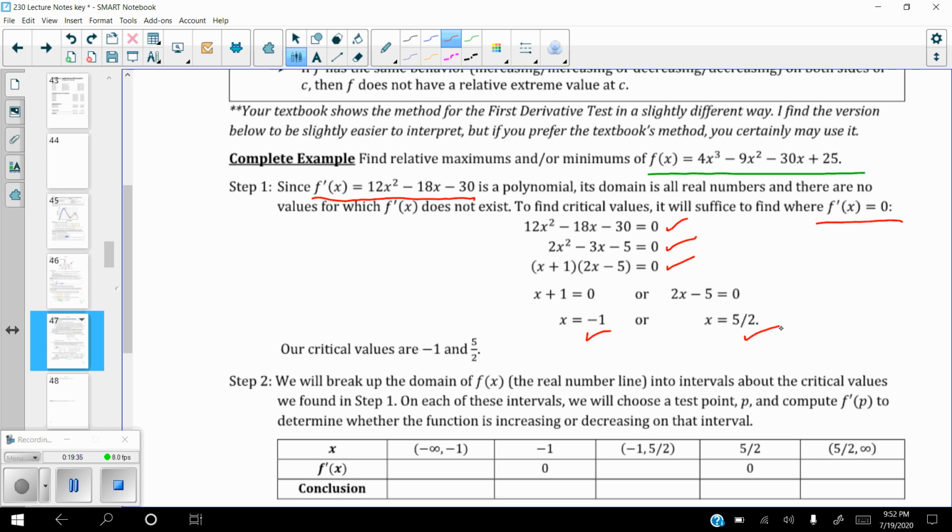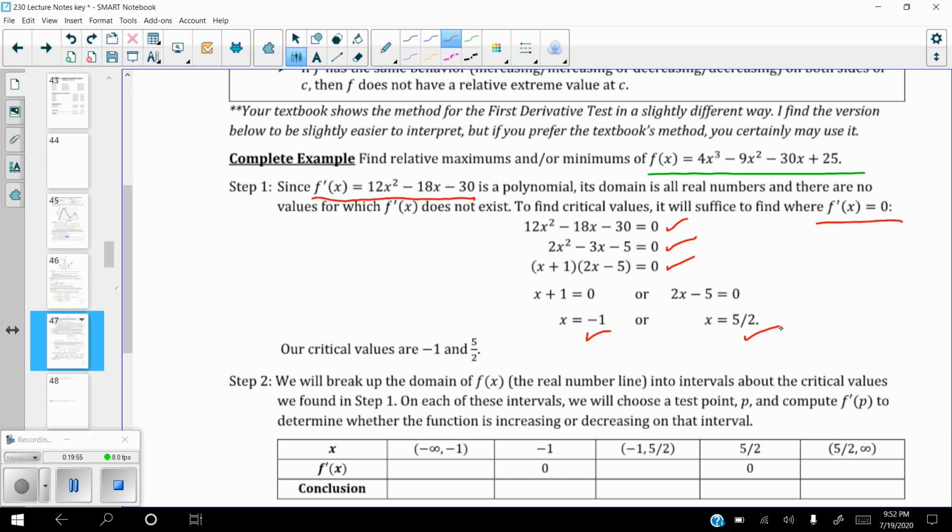Well, no matter what your function is doing, since those are the only two critical values that we found, everywhere else on the function must be either increasing or decreasing. And in order for a function to change its direction, to go from increasing to decreasing or vice versa, it must hit a critical value somewhere.